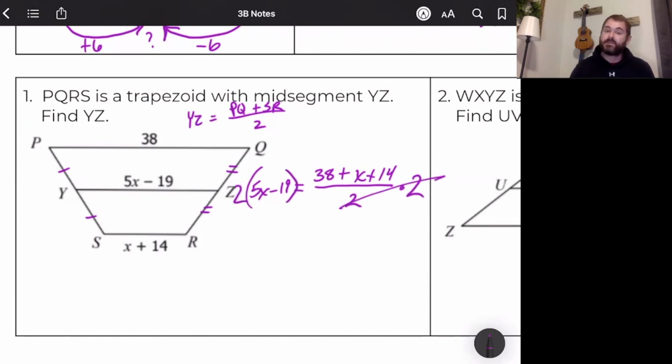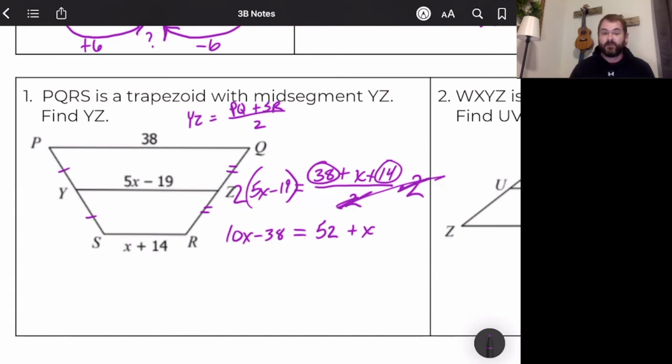So it's going to change the left side of this into 10x minus 38, because we distribute the 2 to both of those. But the right side, I'm not going to change, other than maybe combining my like terms in the same step, and I can do that. 38 plus 14 is 52, plus the x then. All I did was cancel the 2's.